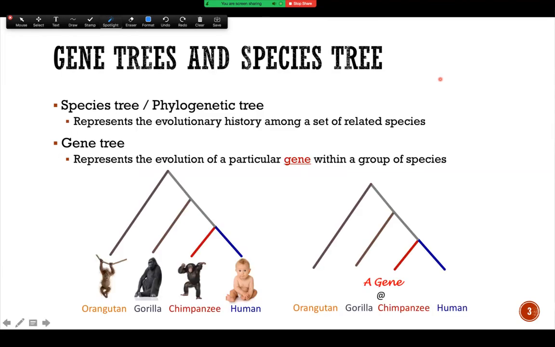In biological studies, a species tree or phylogenetic tree represents the evolutionary history among a set of related species. Here we show an example where a species tree relating 4 species is shown. Now, if we sample a gene from each of these species and draw the evolutionary relationship, then it will be called a gene tree.